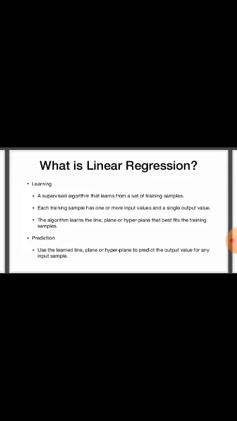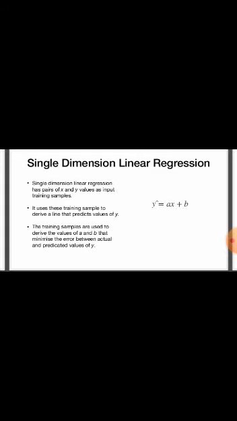Learning. It is a supervised algorithm that learns from a set of training samples. Each training sample has one or more input values and a single output value. The algorithm learns the line, plane or hyperplane that best fits the training samples. Use the learned line, plane or hyperplane to predict the output value for any input sample. Linear regression consists of two types: single linear regression and multilinear regression.